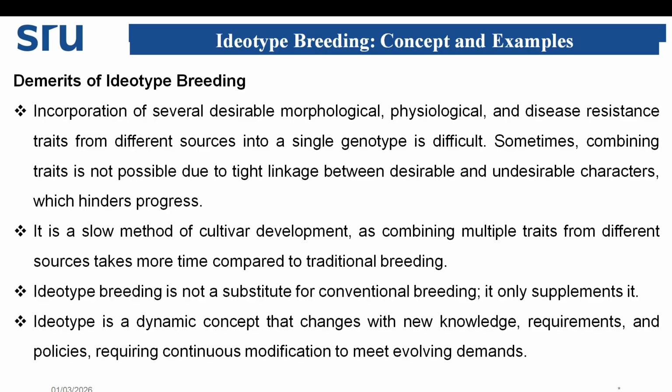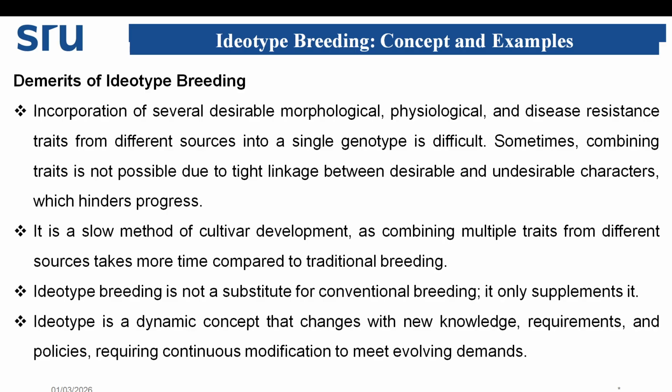So just like merits, some demerits are also there for ideotype breeding. The incorporation of several desirable morphological, physiological and disease resistant traits from different sources, this incorporation majority of the time becomes difficult. Sometimes combining the traits is not possible due to tight linkage between the desirable and undesirable characters. So that is due to linkage drag.